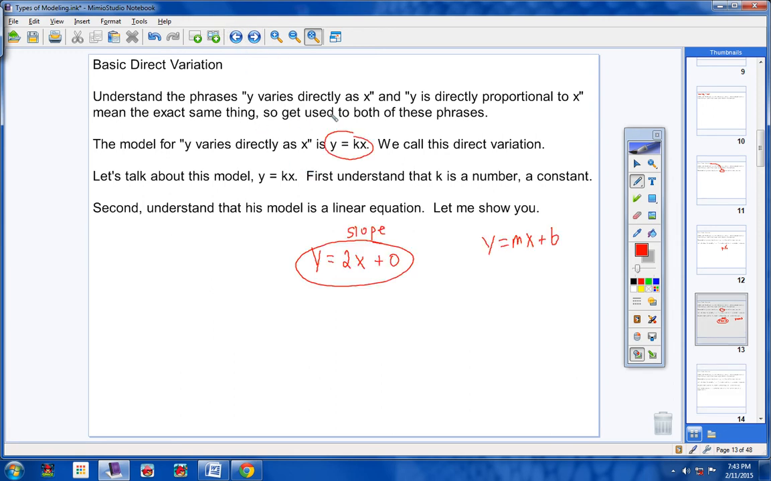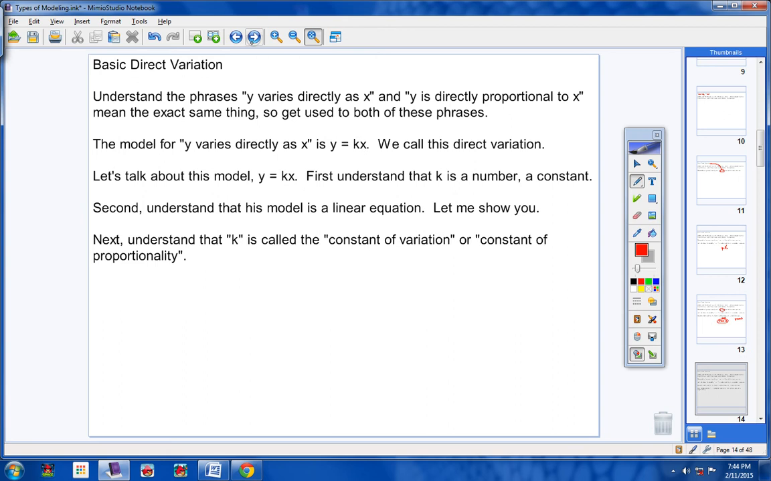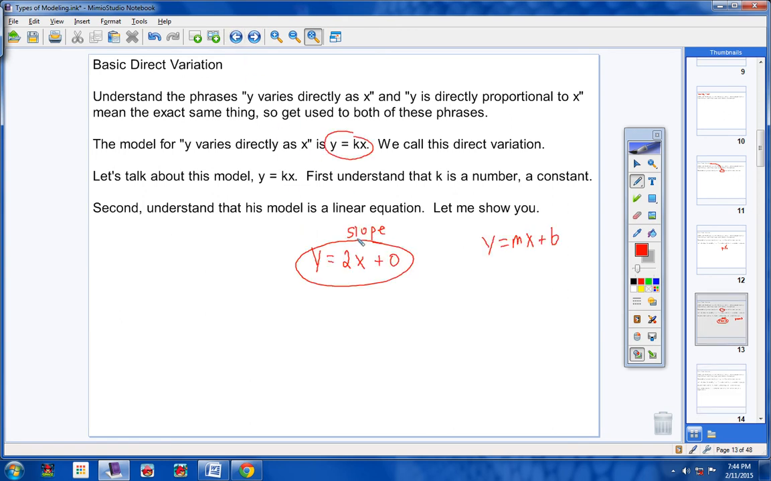When we're talking about varies directly or direct proportion, you're going to use this model here. This is a direct variation model. k is a number. Don't forget that. And k has a name. We call it the constant of variation or the constant of proportionality. Also, don't forget k in this situation is also the slope. This is a linear model. This is a linear equation. Your basic direct variation equation is a linear equation.